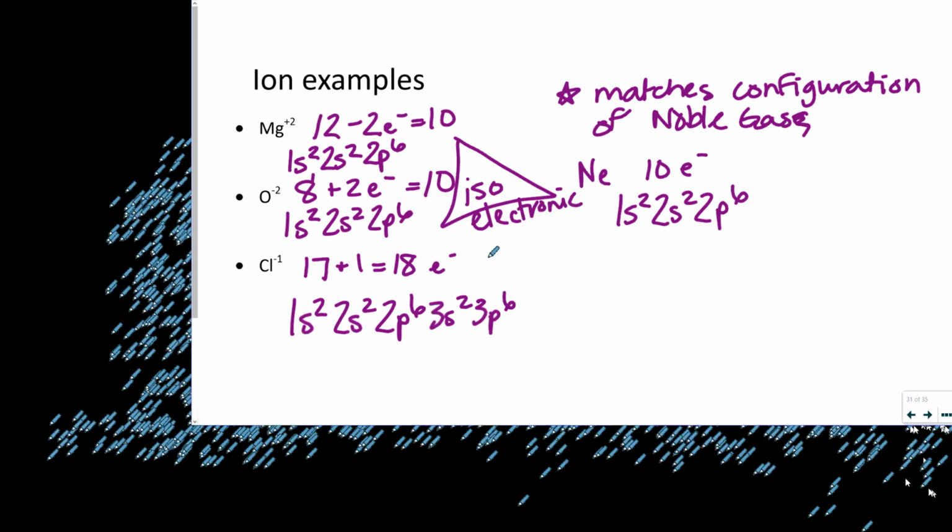So remember, isotopes were the same element. Isoelectronic means they have the same number of electrons. We're not going to deal with that too much at this level of chem, but that can come up in like AP and other classes you may go to.